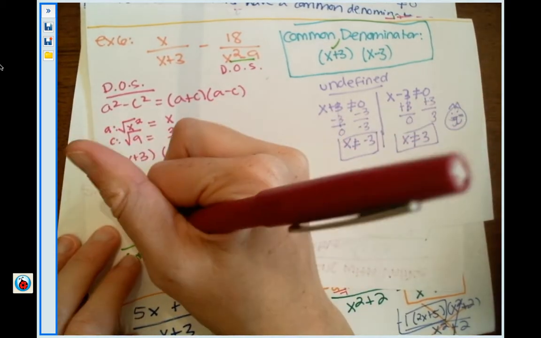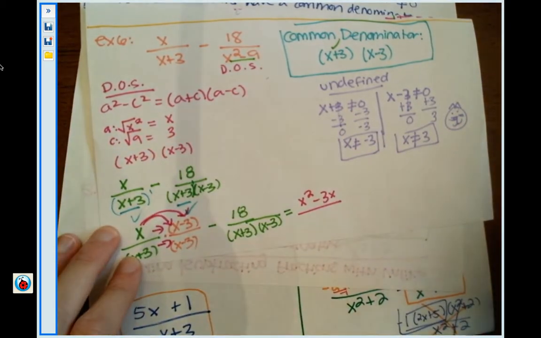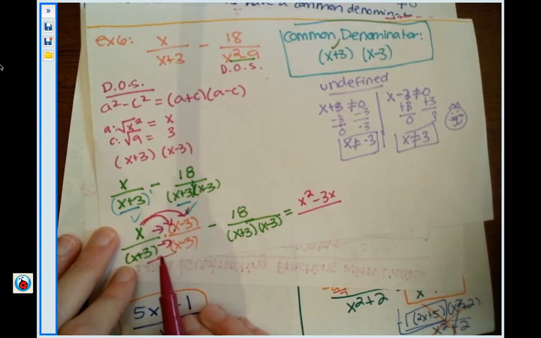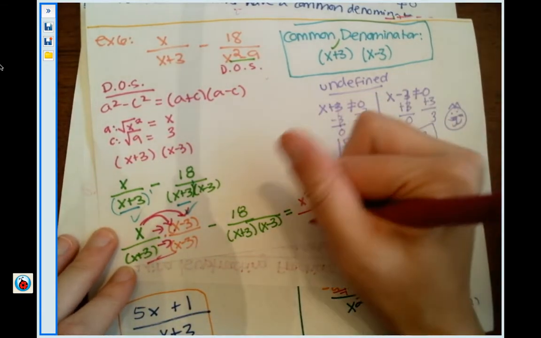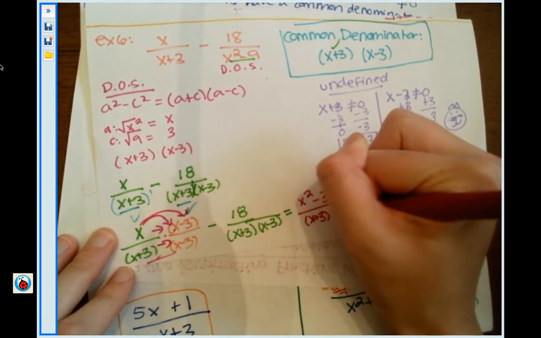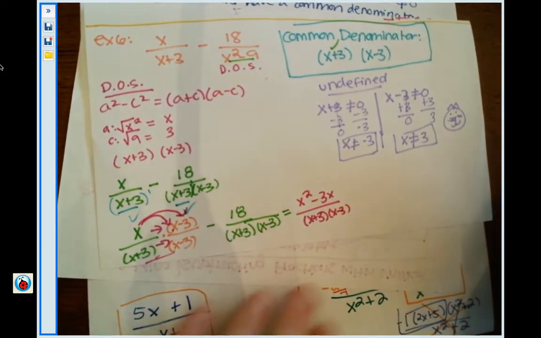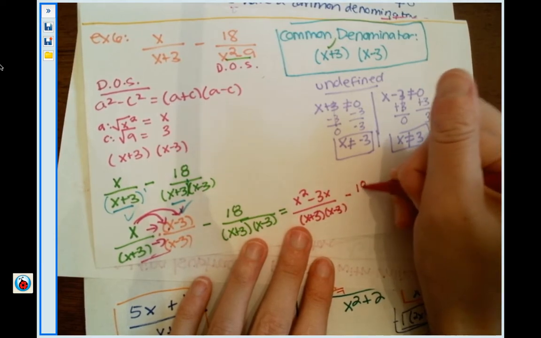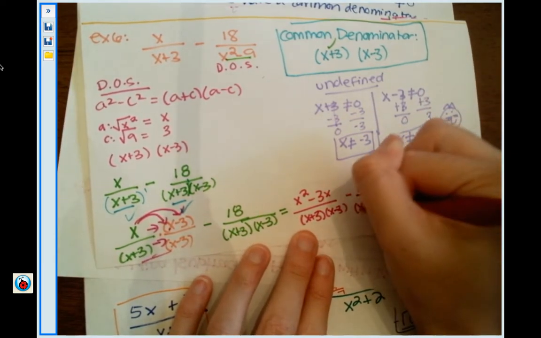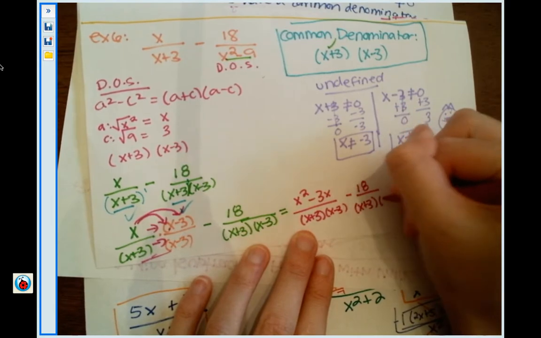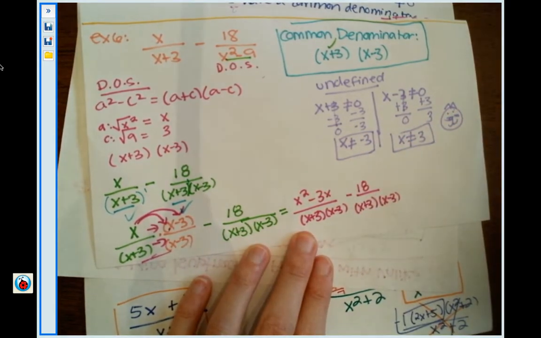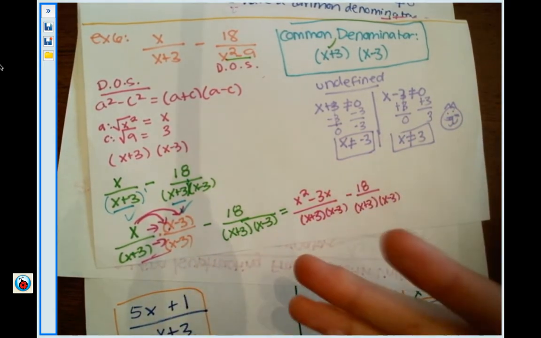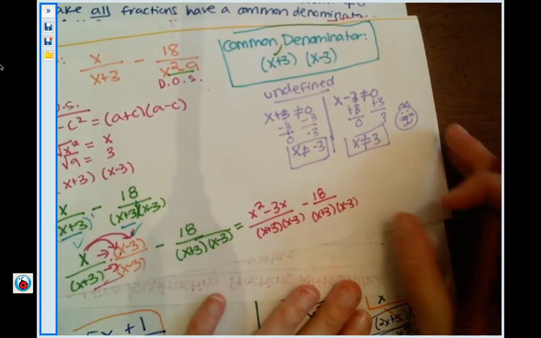And again, you guys, when you multiply with fractions, you go straight across. So I did the numerator. The denominator, when I multiply those together, I just get my common denominator, x plus 3 times x minus 3. Okay, then it's minus 18 over x plus 3 times x minus 3. Well, guess what, you guys? Now I can combine my numerators since I have a common denominator.